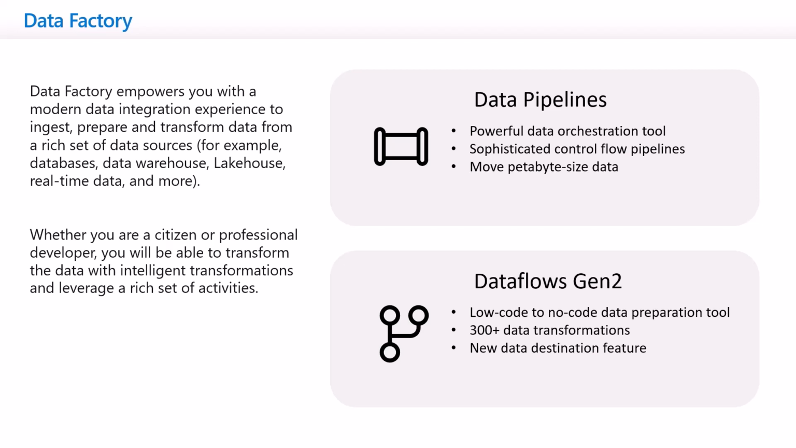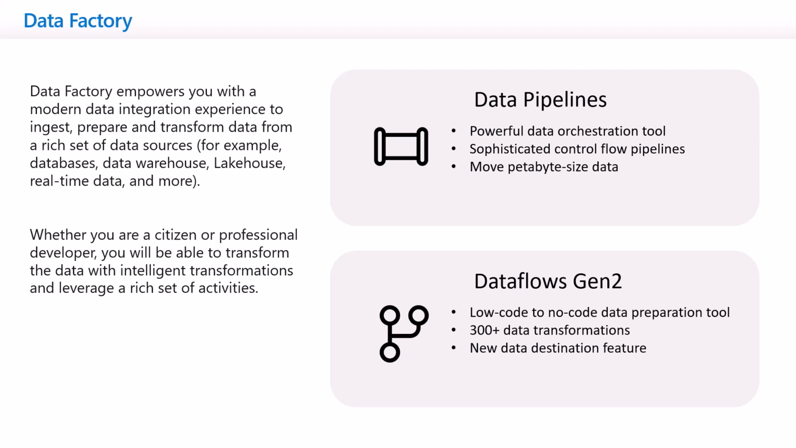Within Data Factory, we have what we call two artifacts or two components that you can leverage. One of them is called data pipelines, which can help you orchestrate your data transformation. It can allow you to create some really sophisticated control flow pipelines and allows you to move petabyte-sized data.